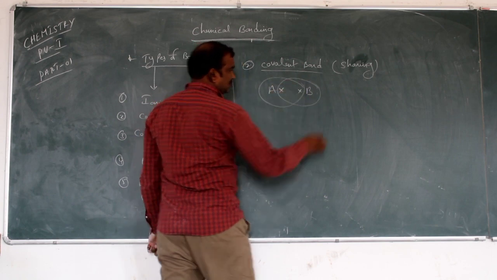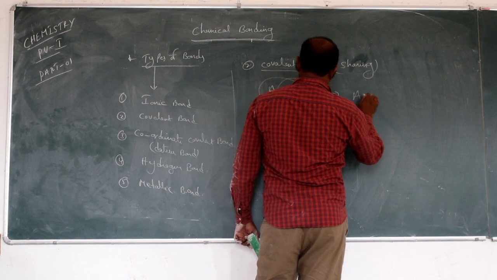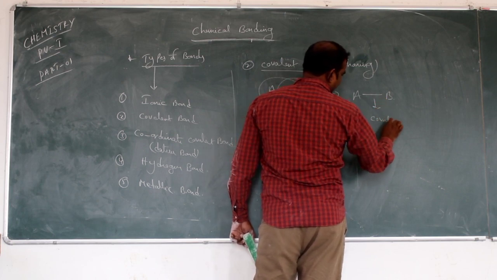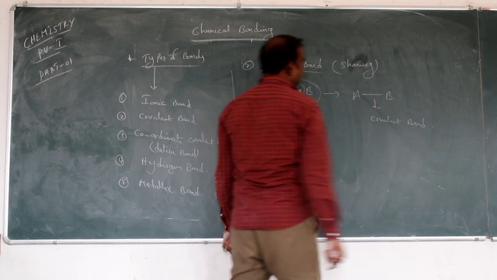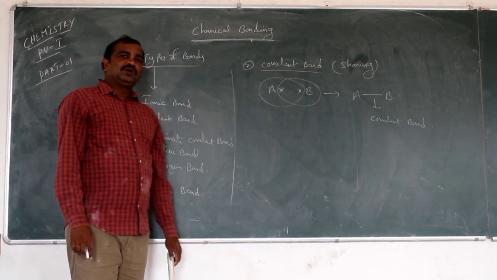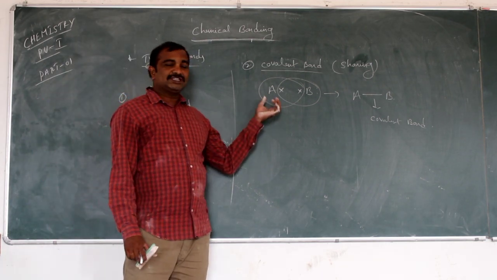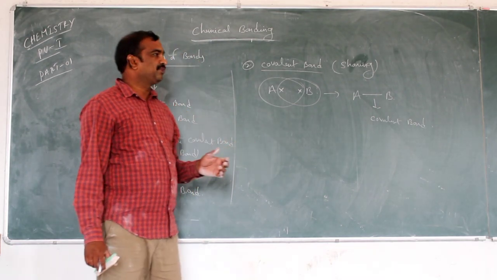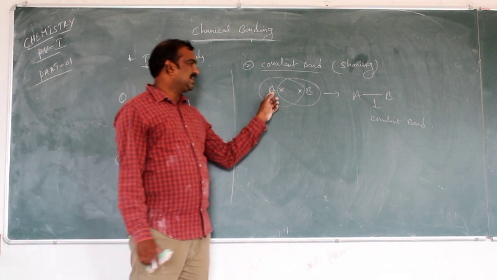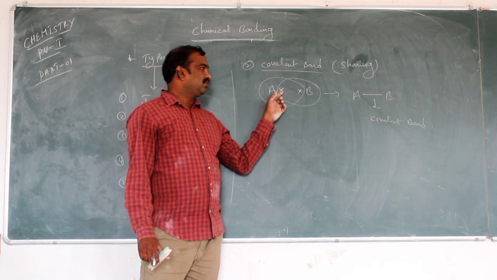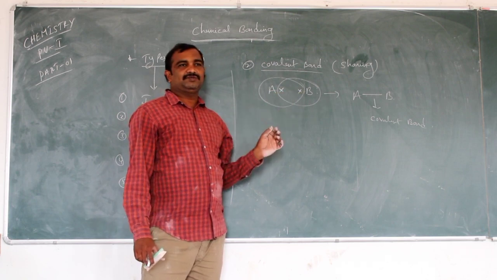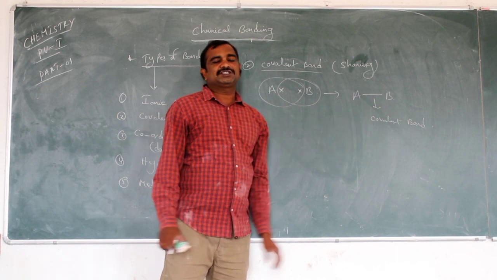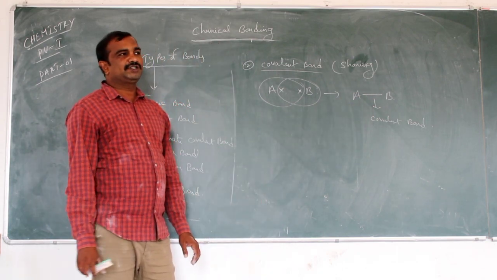So finally what happened here? Between these two electrons of A and B, a bond is formed. So this bond is called a covalent bond. That means a covalent bond is formed by the mutual sharing of electrons. Covalence means mutual sharing. One electron of A is shared by B, and one electron of B is shared by A. So with mutual sharing, a bond is formed automatically. This bond is called a covalent bond.